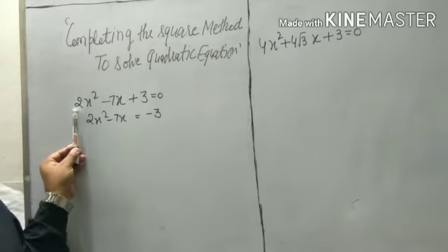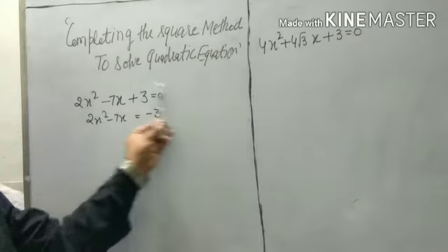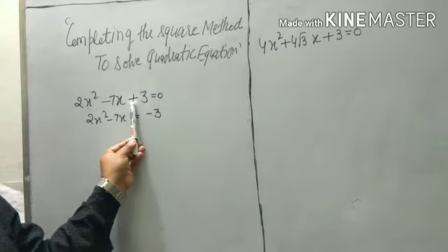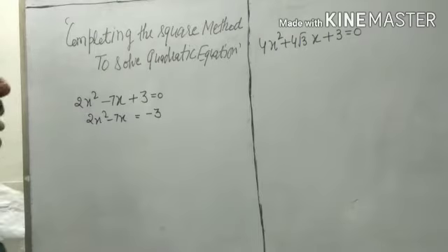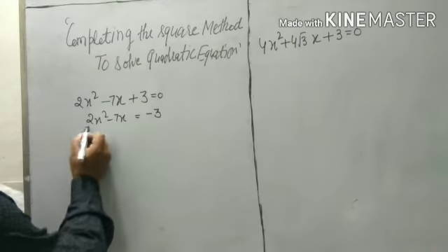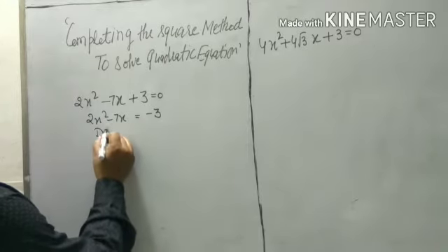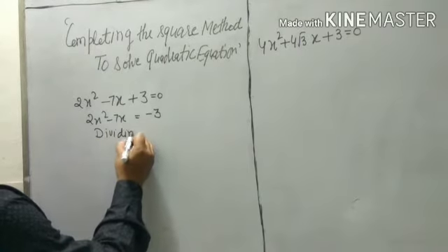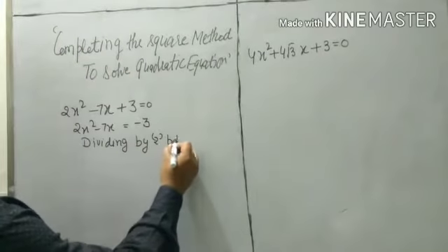In this method, our first step will be to transfer the constant term to this side. This means plus 3 will be transferred to this side. It will become minus 3. Now the coefficient of x square here should be 1, but here it is 2. So we will divide both sides by 2, the coefficient of x square.